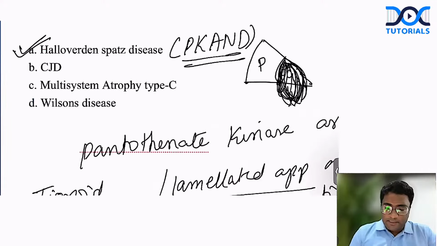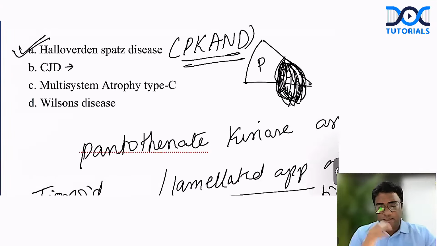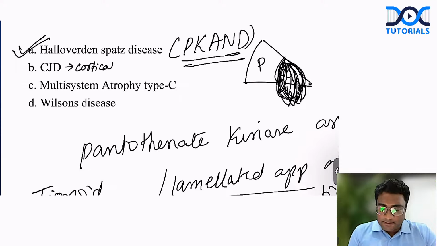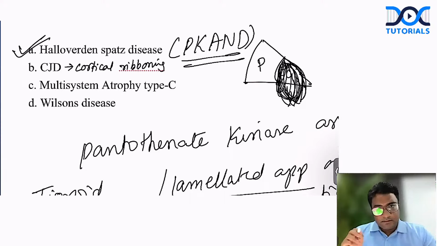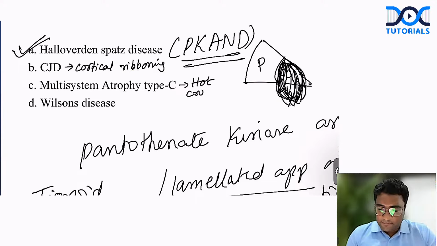Can you tell me what you see in CJD? Any radiological finding in CJD? You will see cortical ribboning, gyral hyperintensities. The cortex, the gyri will be hyperintense. That is cortical ribboning. What is the finding you see in MSA type C, multisystem atrophy type C? You see the hot cross bun sign on MRI.